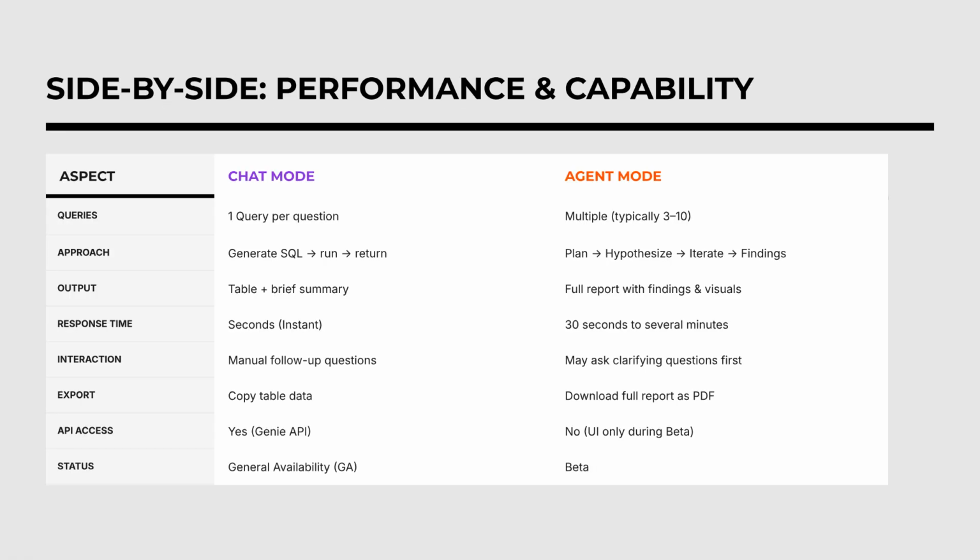Let's put them head to head so you can see the real difference. Chat mode fires off one single query and gives you a table plus a quick summary in just seconds. Agent mode, it creates a full research plan, runs multiple queries, usually between 3 to 10, iterates intelligently, and delivers a rich professional report complete with findings and visuals.